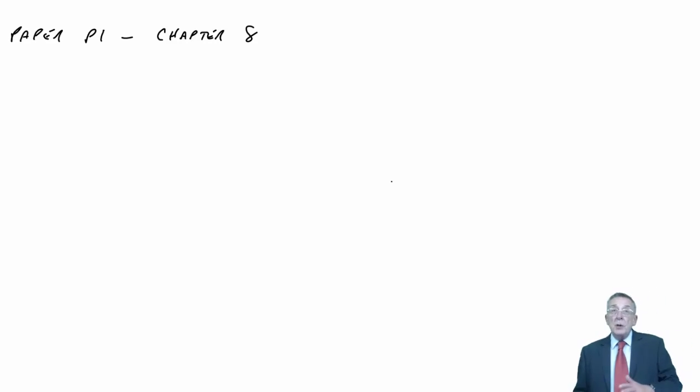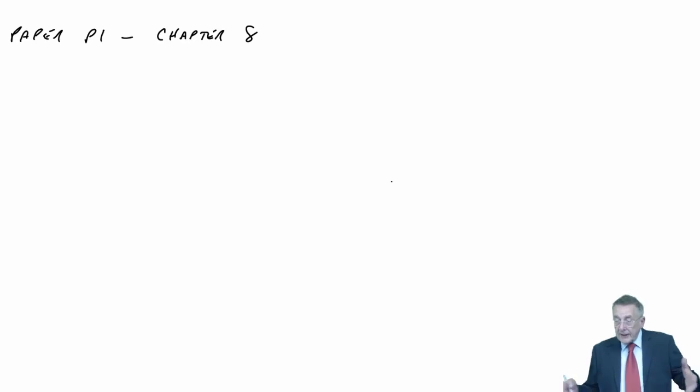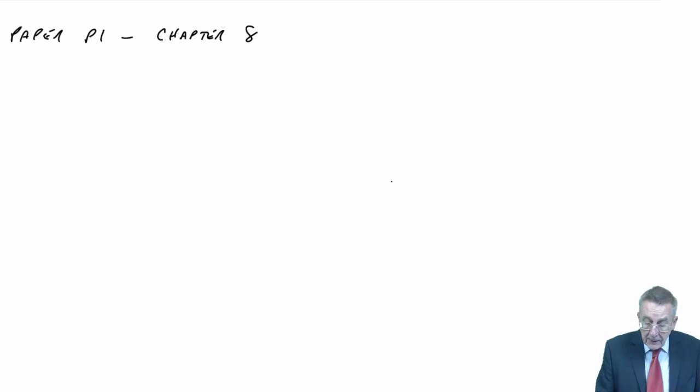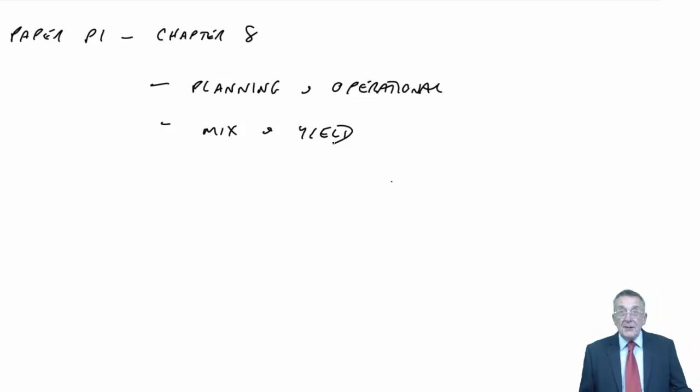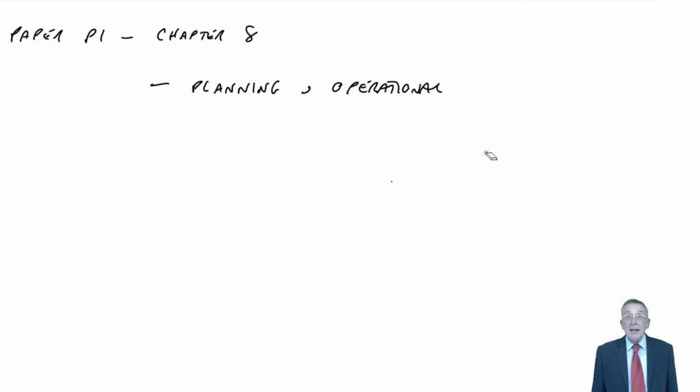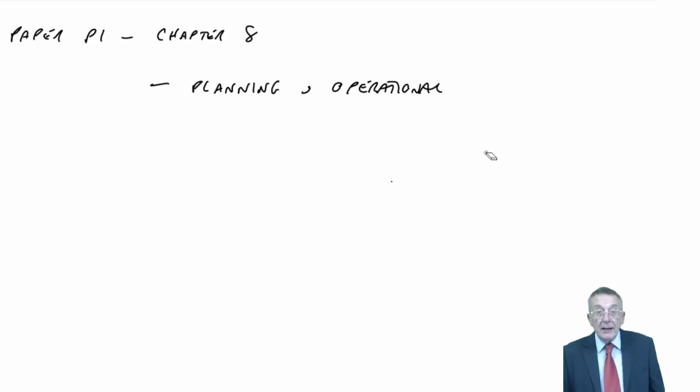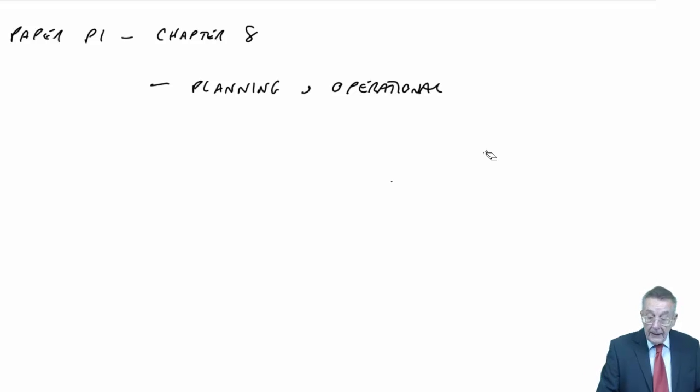But there are actually two completely separate advanced variances you need to be happy with. One's called planning and operational variances. The other is something called mix and yield variances. Now they are completely separate, and so we'll have two lectures. This first one will be on planning and operational. So let me explain what we're talking about, and then how we actually approach it.